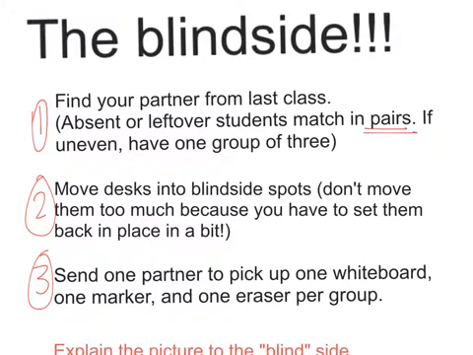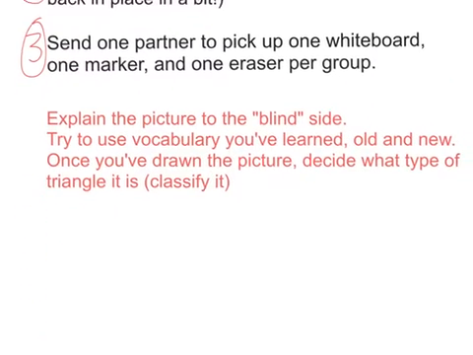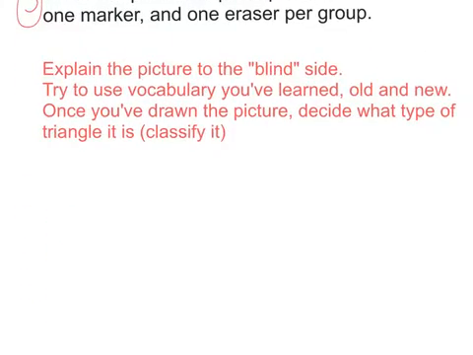All right, so you've had some time to get the class the way it should look. So you guys should be facing your partner. You've been matched with them. You have a whiteboard marker, and you have an eraser. So now what? Okay, the directions for the blind side are a little bit different this time. So there are parts that are the same and parts that are added.